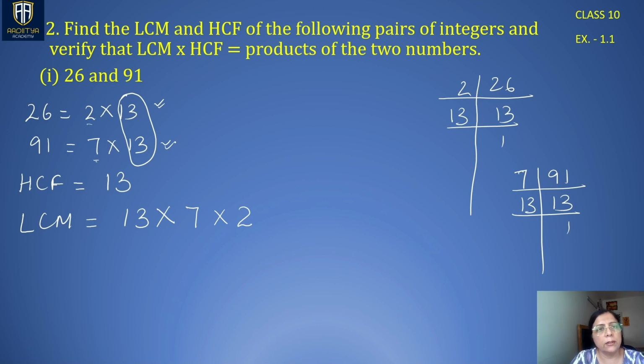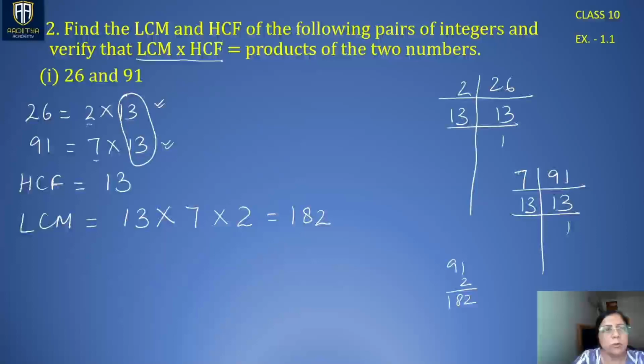It should have all the numbers in the maximum quantity present in the prime factorizations of the two numbers. So if we solve them, 13 sevens are 91, and 91 times 2: 2 ones are 2, 2 nines are 18. The LCM is 182.